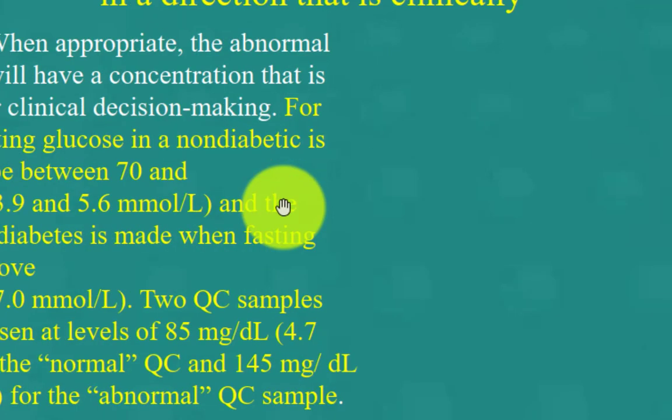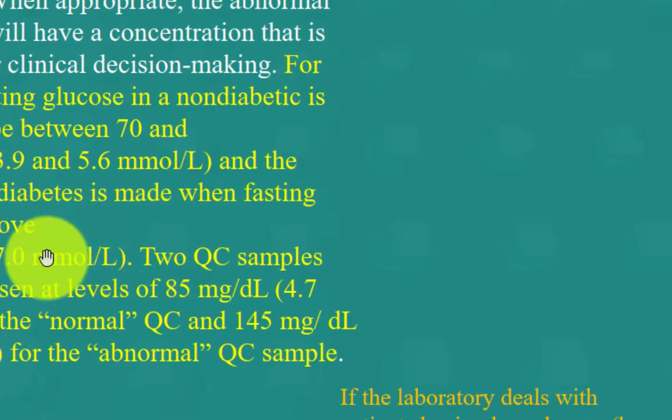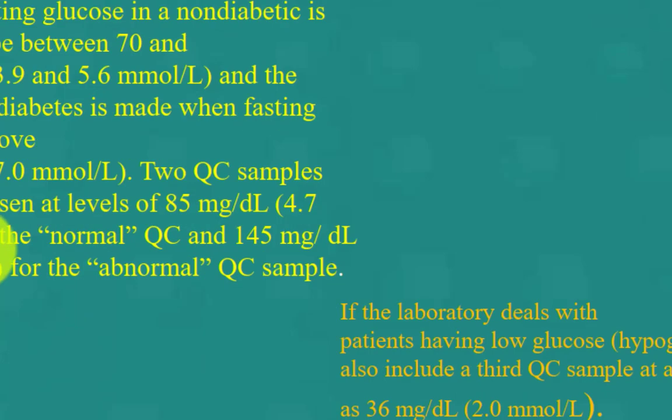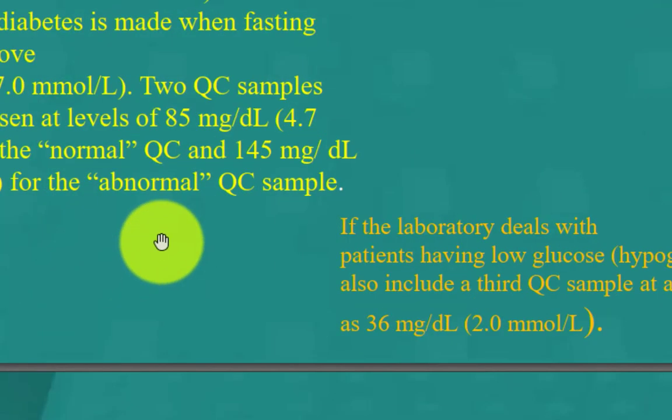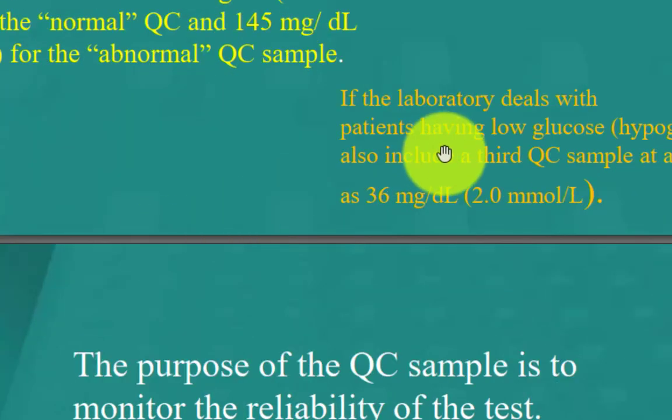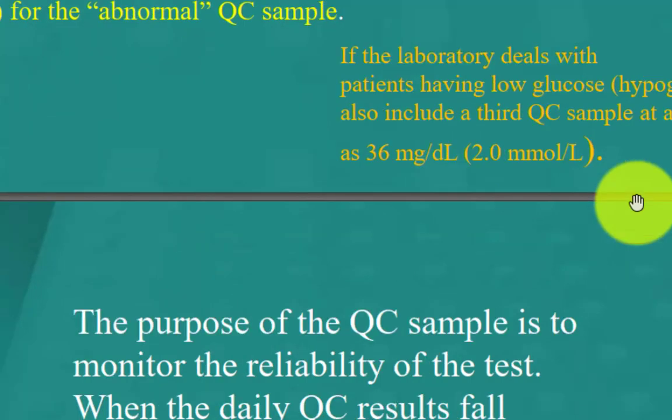For example, fasting glucose in non-diabetics is expected to be between 70 and 100 mg per deciliter, and the diagnosis of diabetes is made when fasting glucose is above 126 mg per deciliter. 2 QC samples might be chosen at a level of 85 mg per deciliter for the normal QC and 145 mg per deciliter for the abnormal QC sample. If the laboratory deals with patients having low glucose, hypoglycemia, it may also include a third QC sample at a low value such as 36 mg per deciliter.